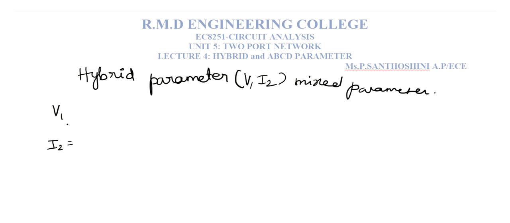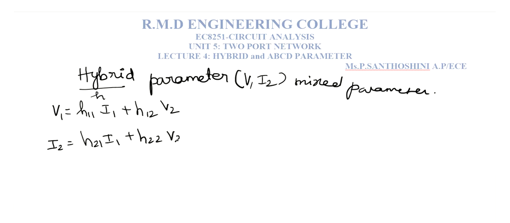Okay, now can you remember the two equations, V1 and I2? This is the main equation for hybrid parameter, and since it is hybrid, you are using the letter H. So V1 = H11 I1 + H12 V2 and I2 = H21 I1 + H22 V2. Clear? This is the main equation.